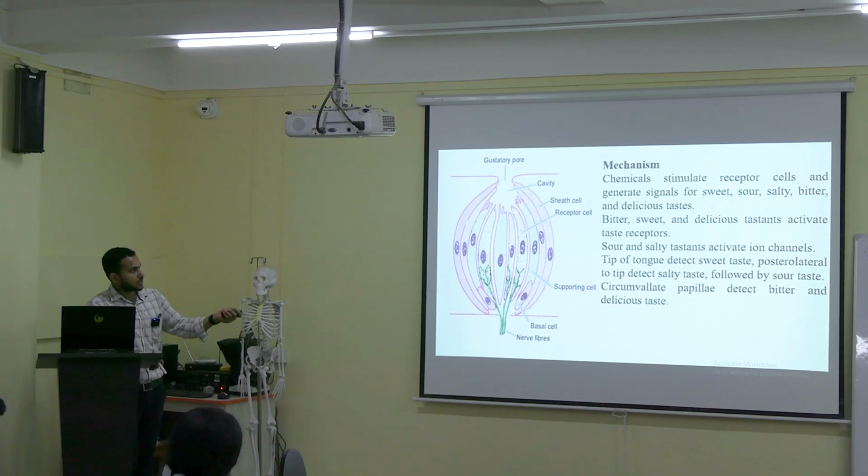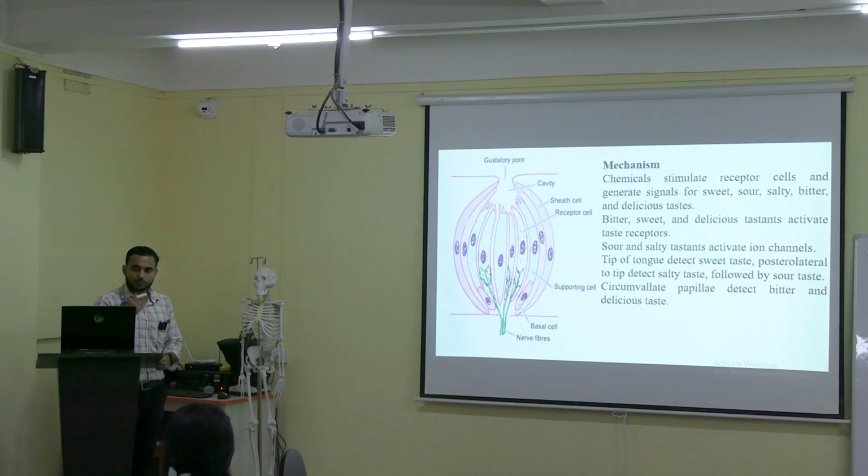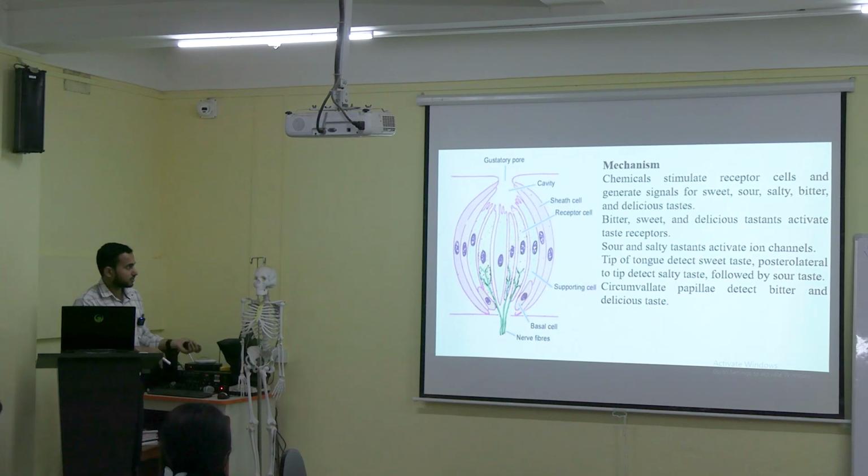Tip of the tongue detects sweet taste. Posterolateral to the tip detect the salty taste, followed by the sour taste. So like this, different areas are for different types of taste sensation. And the circumvallate papillae detect bitter and delicious taste.